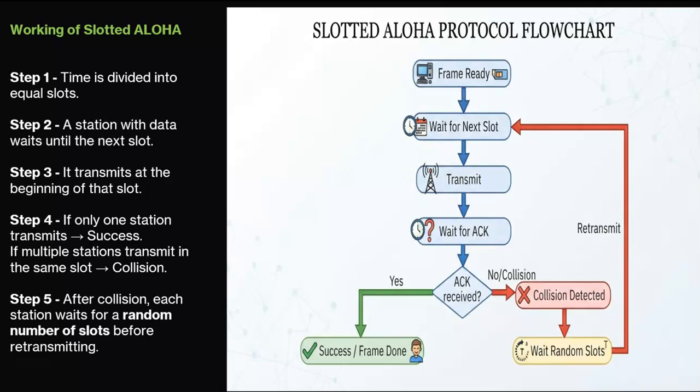Fine. So the flowchart at the right maps out the journey of the frame. A frame gets ready, waits for the next slot, and transmits. Next, it waits for an acknowledgement. If the acknowledgement is received, great. It's a success and the frame is done. If no acknowledgement arrived because a collision would have occurred, the system flags a collision, tells the station to wait for a random number of slots, and loops right back to try again.